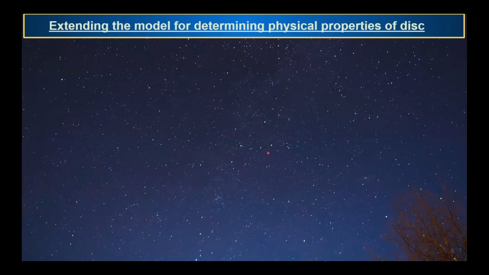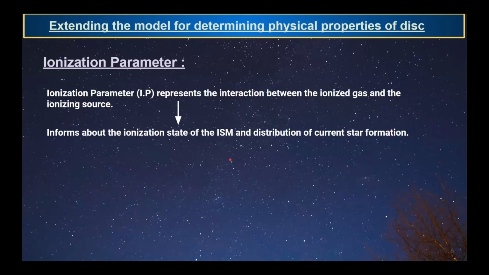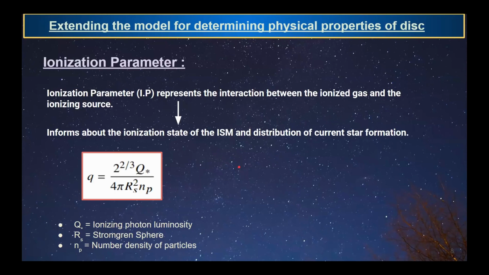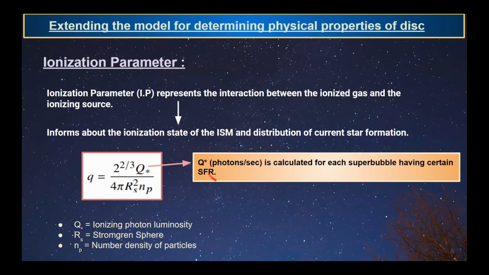A few of the physical properties we calculated are as follows. The first one is the ionization parameter. As we know, it represents the ionization state of the ISM, how the ionizing gas is interacting with your ionizing source. By formula, it is just the ratio of the number of ionizing photons with respect to the number density of particles. Q star is the photons per second, which is calculated from our super bubble, which I was discussing, having some certain star formation rate, and n_p is our number density.